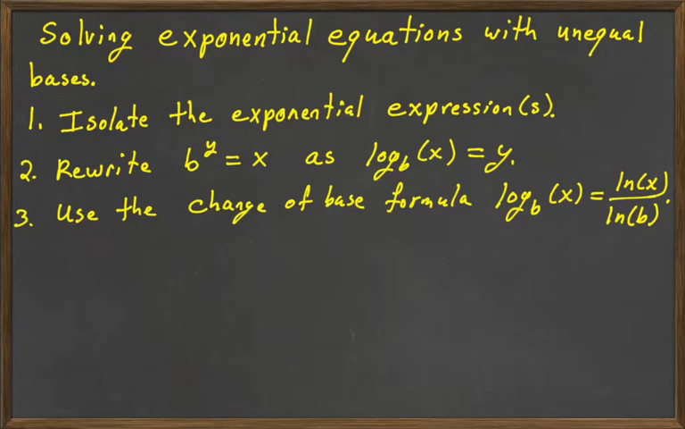The steps are pretty similar. First thing you're going to do is isolate the exponential expression or possibly expressions. Then you're going to rewrite in log form. So if you have b to the y is equal to x, that's equivalent to log base b of x is equal to y. And then you're going to use the change of base formula. Log base b of x is equal to the natural log of x over the natural log of b. And you could use log base 10 also, so log of x over log of b. That would work also. Those are the logs that are most common on the calculator: the natural log, which is base e, Euler's number, 2.71, etc., and the common log, which is log base 10.